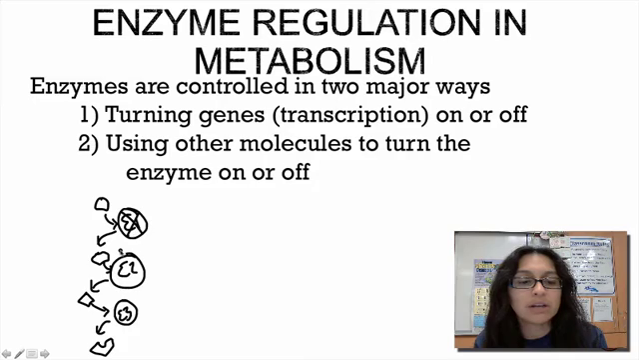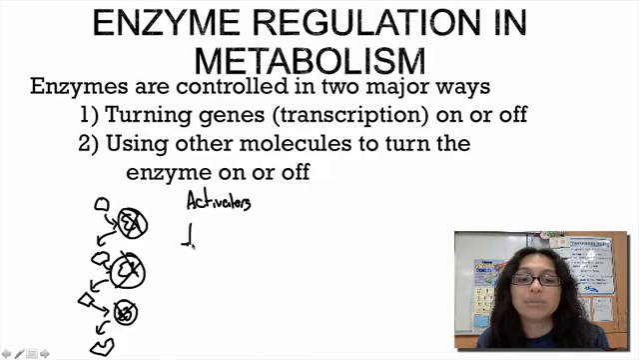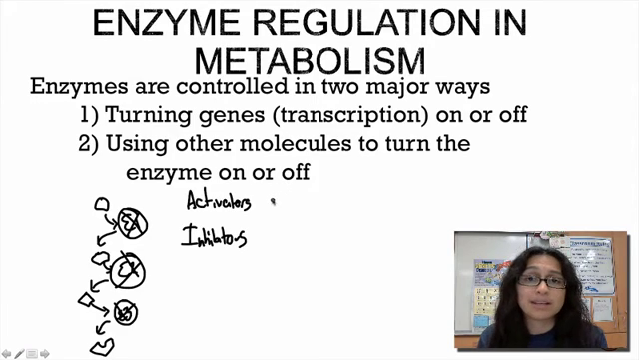So if you turn the genes on or off, turn transcription on or off for these enzymes, if you turn these off, everything stops. You stop building these enzymes, which means this pathway stops, and the chemical reactions involved in this pathway will stop. The second way that enzymes are regulated is by simply turning the enzymes themselves on or off. To do that, there are things called activators, and then there's inhibitors. Those are the two ways that you turn enzymes on or off.